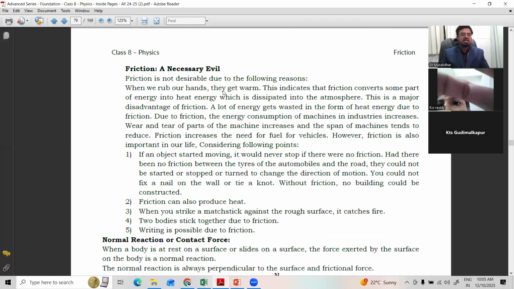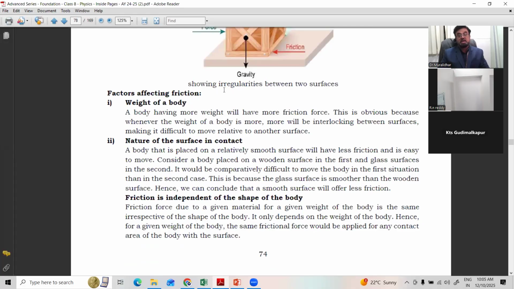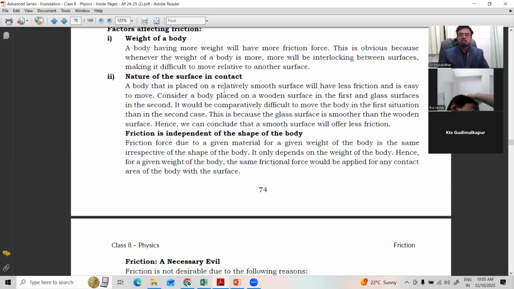Up to that we learned in the last class, you can see here. Weight of the body is very important. Greater the weight, greater the frictional force. Nature of surface in contact are the main factors.